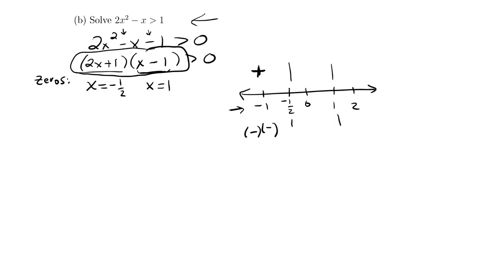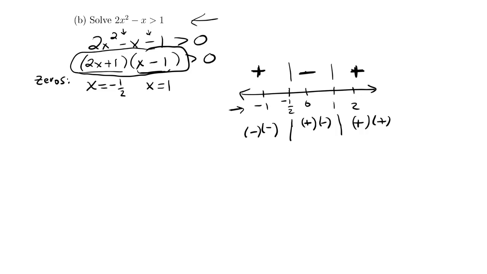If I plug 0 in, that will give me 1 from 2x plus 1, so that's a positive. And that would give me 0 minus 1 would be a negative. And so I get a negative overall. Finally, if I plug in 2, I'm going to get 2 into 2x plus 1 is going to give me a positive. And 2 into x minus 1 is going to give me a positive. So I get a positive overall. So now I know what it's doing in each region.